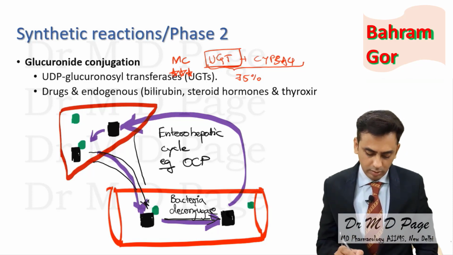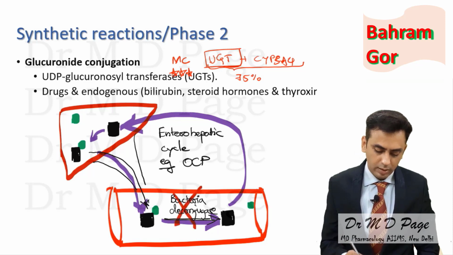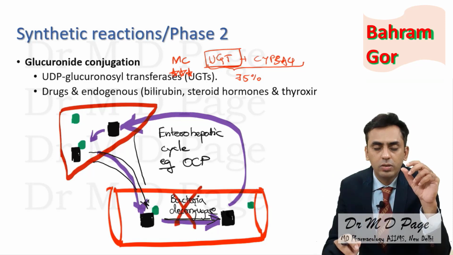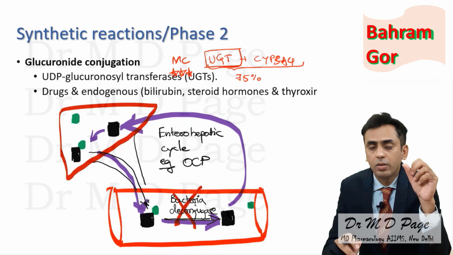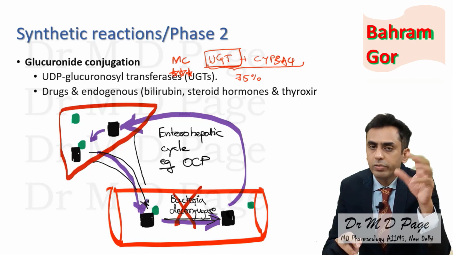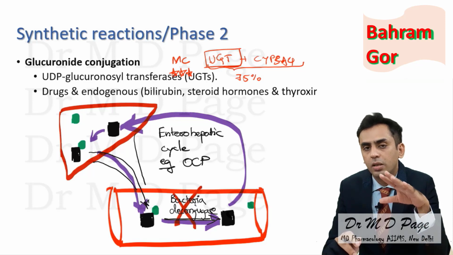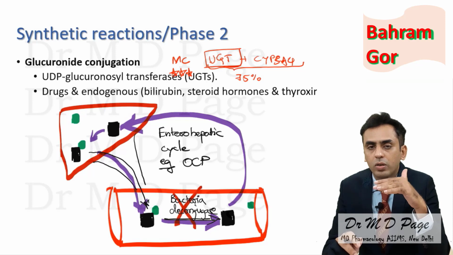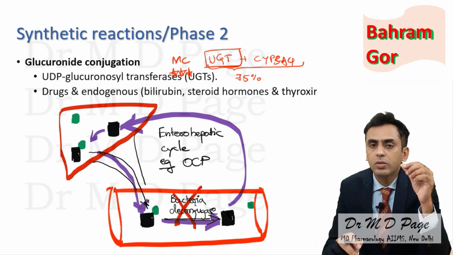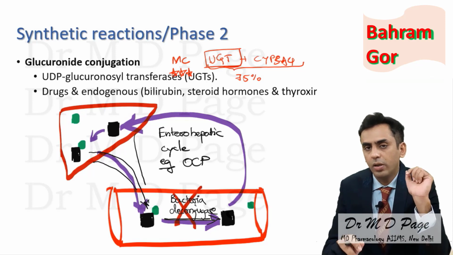Consider if this enterohepatic cycle is lost, how can you make it non-functional? If you inhibit this bacterial deconjugase, if you use antibiotics like tetracycline or penicillin or any antibiotic which will kill this bacteria, this glucuronide deconjugation gets lost and the drug becomes shorter acting. So antibiotic usage can also result in OCP failure.